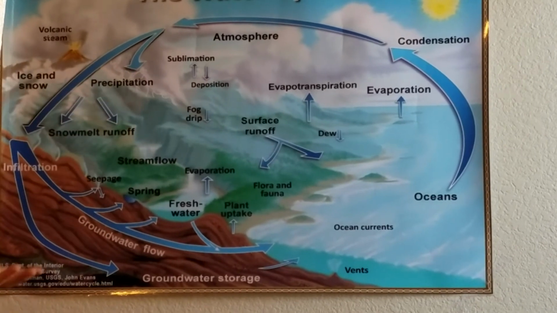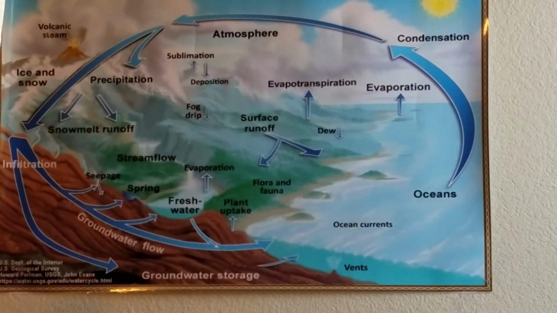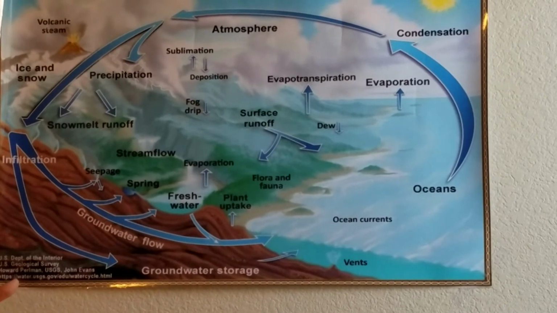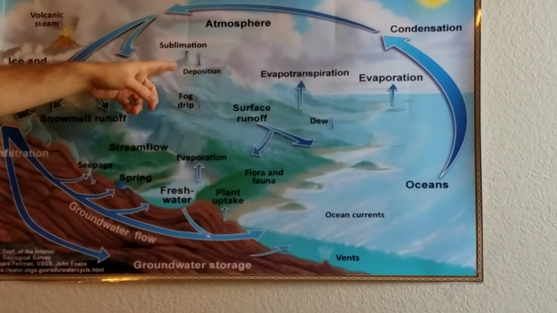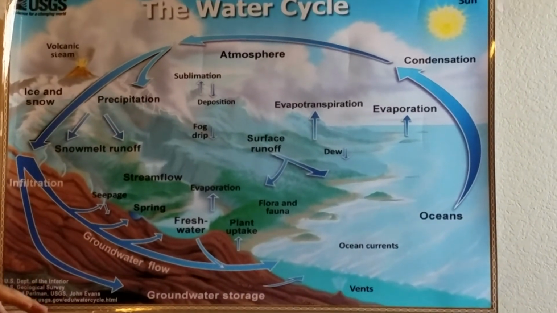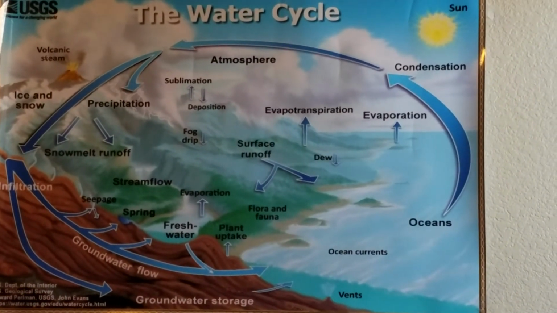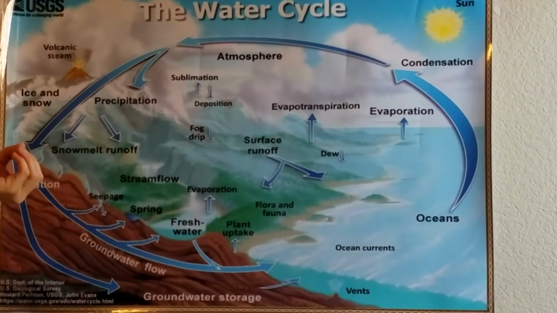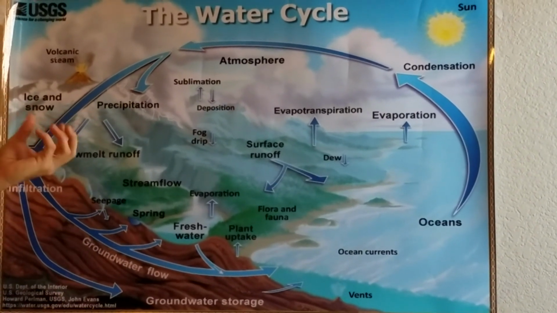Deposition, that is going to be the water vapor in the air that then goes down to the surface, and it may freeze. Sublimation is the opposite of that, so it may be condensation or water that's already on the ground, and then it rises up into the air, turns into water vapor, and then it freezes.